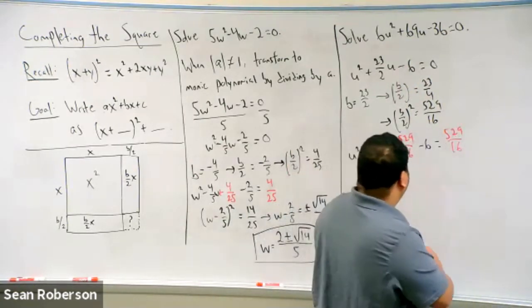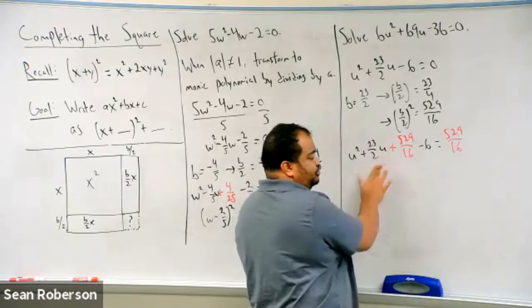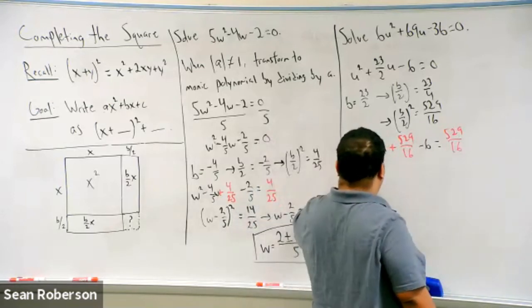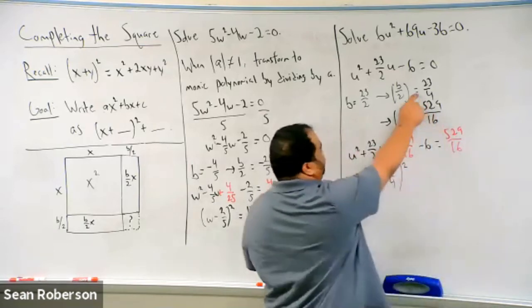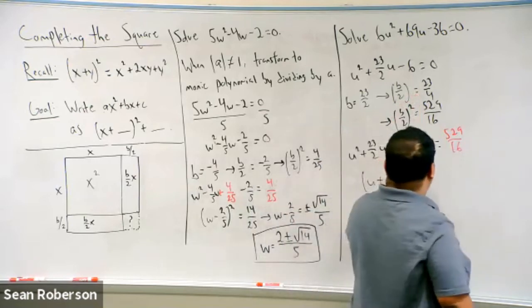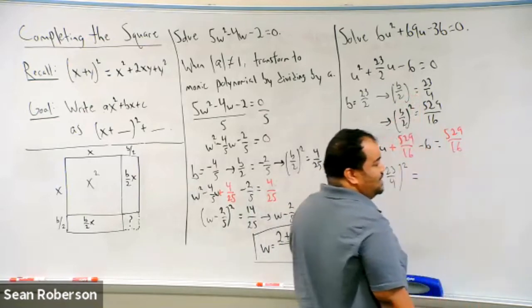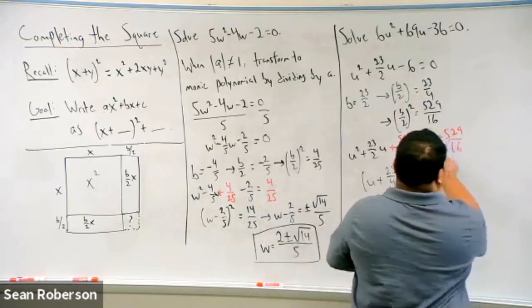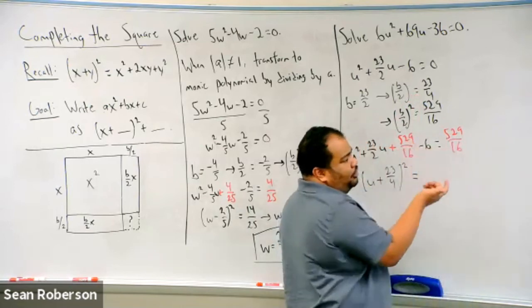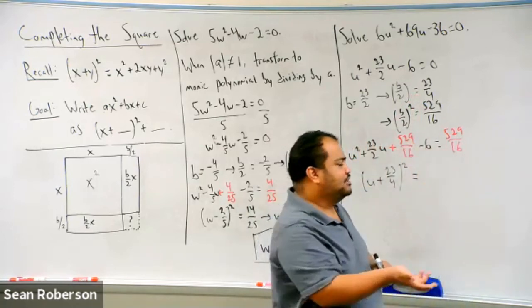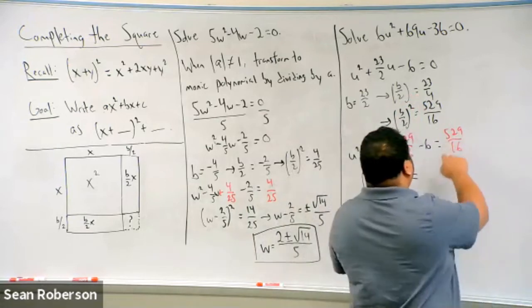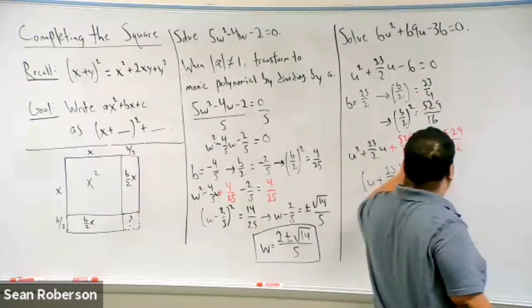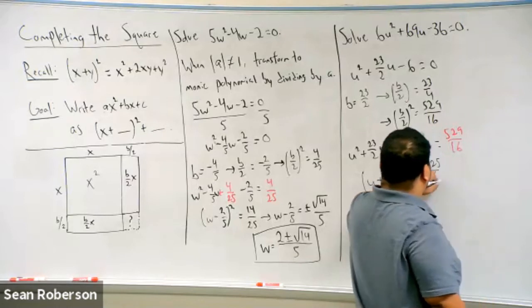And now when I clean this up and factor first these three terms, these actually come out to be u plus 23 over 4 squared. That's the b over 2 bit here. And then when I add 6 to both sides, I want to write 6 as something over 16. That's what we do when we add and subtract fractions. 6 times 16 is going to be 60 plus 36, that's 96. And so this actually comes out to be 625 over 16.